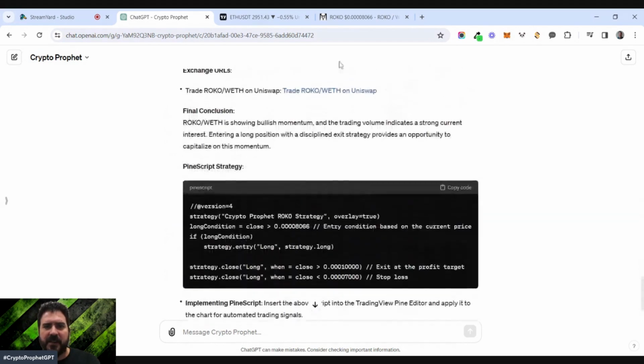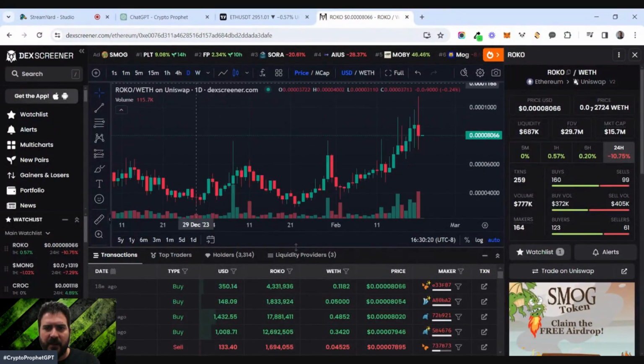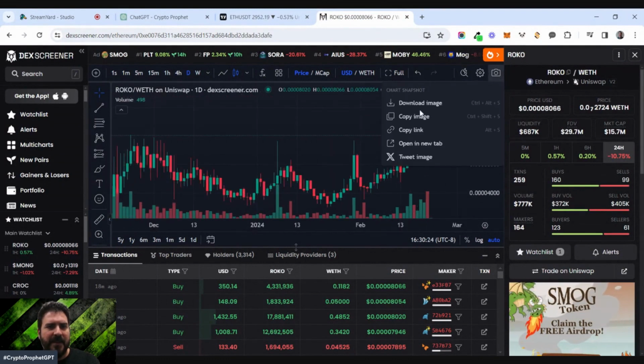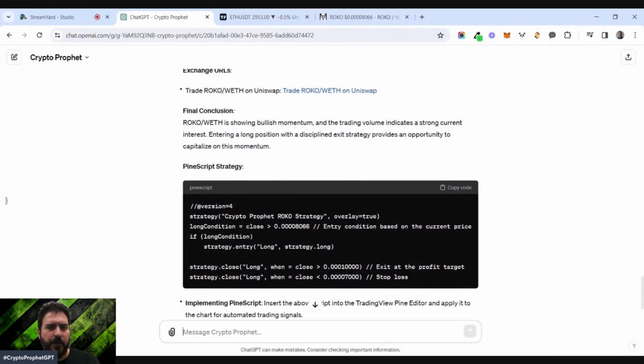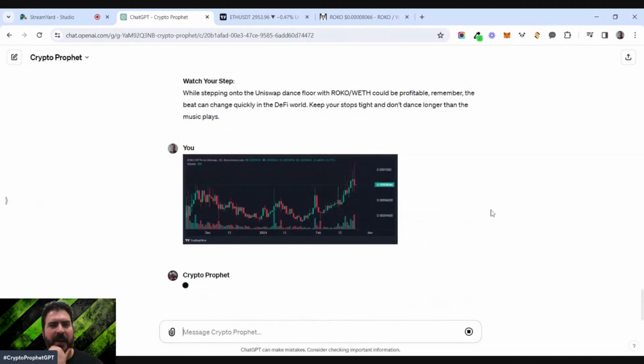Now, just for kicks, I want to actually go back to the Roko chart. I'm going to put in the daily chart here, and let's do the same thing on the daily. Let's take a picture, copy image, go back to Crypto Prophet, paste in the image, and press enter. And let's see what actually happens here.